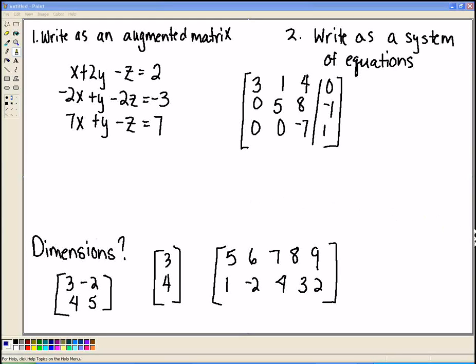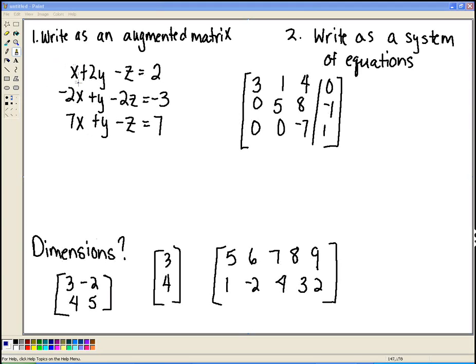Hi. This video will demonstrate how to write an augmented matrix from a system of equations. It will also show you how to write a system of equations from an augmented matrix. So the first thing we're going to look at is we have a system of equations here. And I want to write this as a matrix.